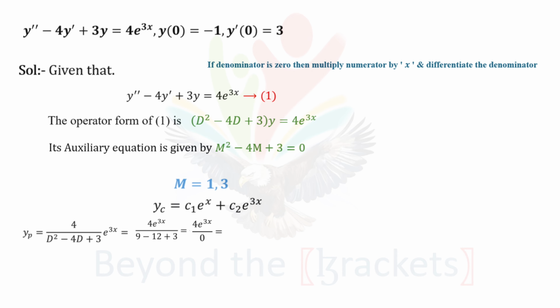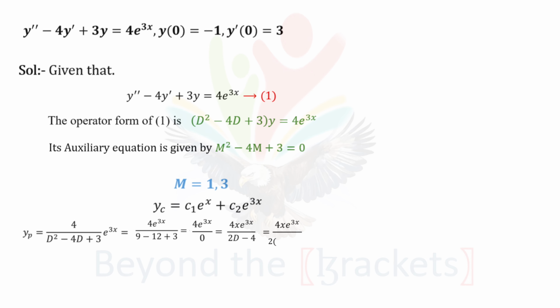According to this rule, whenever we get a case of failure, we multiply the numerator by x and differentiate the denominator with respect to D. So the numerator becomes 4x e power 3x and the differentiation of the denominator will be 2D minus 4. Again, replace D with a, where a is equal to 3. So the denominator becomes 2 into 3 minus 4, which is 2. So the particular integral is 2x e power 3x.